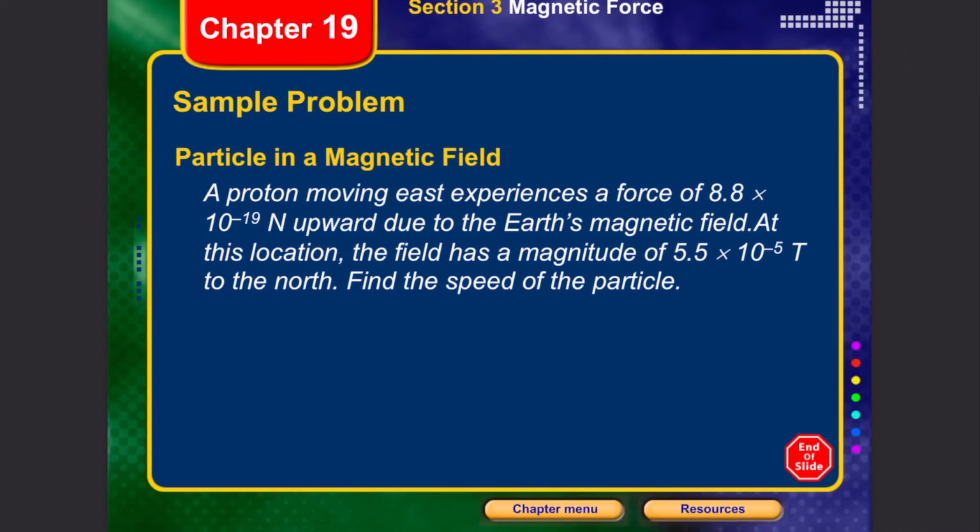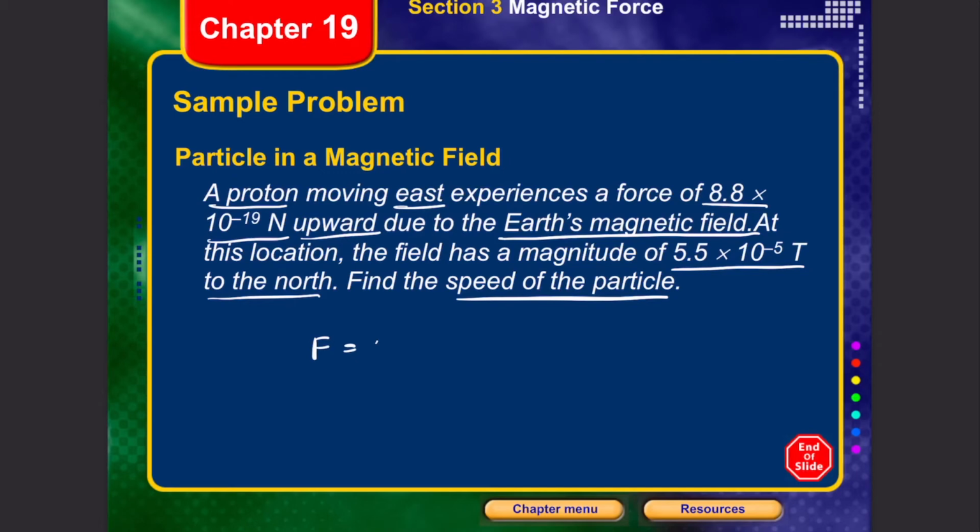So let's try a problem and see if we can solve it. What is given in the data here? A proton moving east experiences a force of 8.8 times 10 to the power negative 19 Newton upward due to the Earth's magnetic field. At this location, the magnitude of the field is 5.5 times 10 to the negative 5 Tesla to the north. Find the speed of the particle.